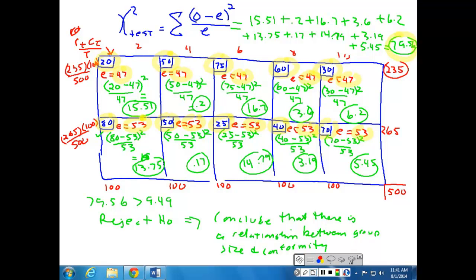Degrees of freedom, easy to get. Always one-tailed upper. It's always reject H0 if the chi-square is greater than. Get the expected values, follow that formula through, do it for each cell, and add them up.